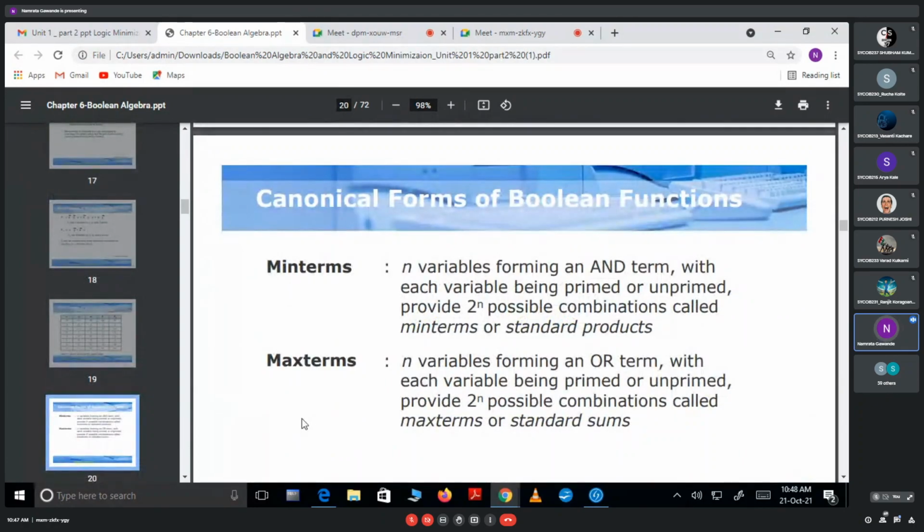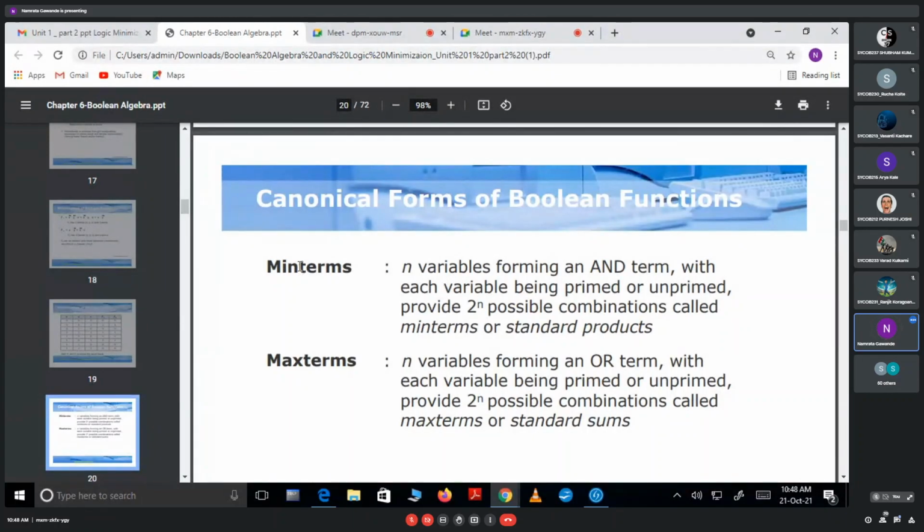Okay, the next main important part is min term and max term. See, all these terms are new to you. First, I will go through all these terms, and then we'll see what concepts are required to solve a particular example.